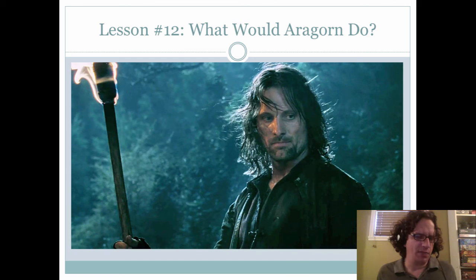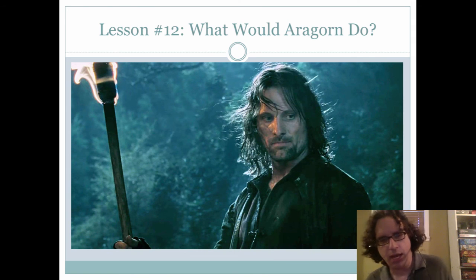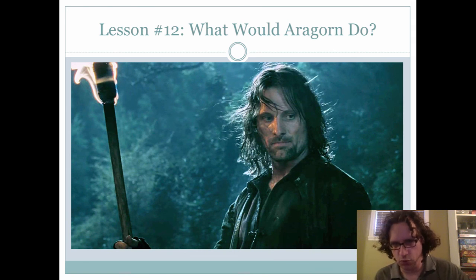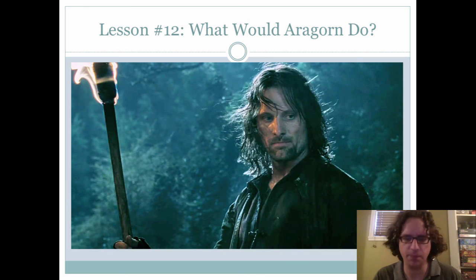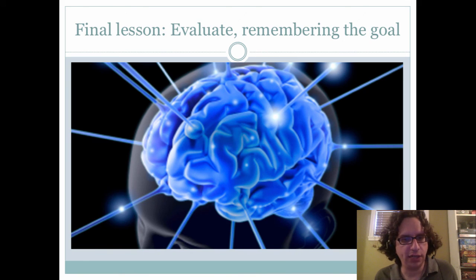And I realize this might not make a lot of sense if you haven't seen The Lord of the Rings, but if you one day see The Lord of the Rings, I think you'll realize that this was a very good analogy. And in any case, Aragorn is a guide. He's not the leader. He's a guide. And if you want to become an active learning teacher, you need to become a guide. And as a final lesson, always evaluate what you're doing. Look at your students.